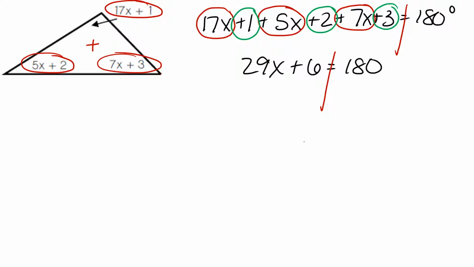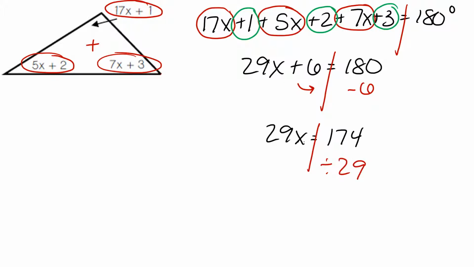Still combining like terms, 6 and 180 are on opposite sides, so we do the opposite operation. Instead of a plus 6, we do a minus 6. 180 minus 6 is going to give you a 174. And our last step is going to be to divide. We're going to divide by 29. 174 divided by 29 is going to give you 6.